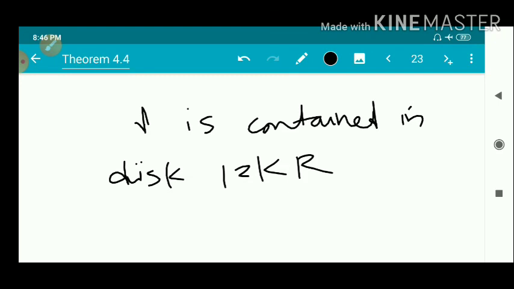Now we consider the function 1 by z minus a. This function is analytic except at z equal to a.